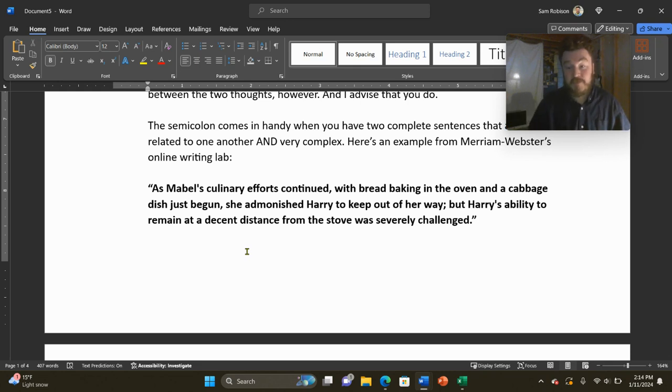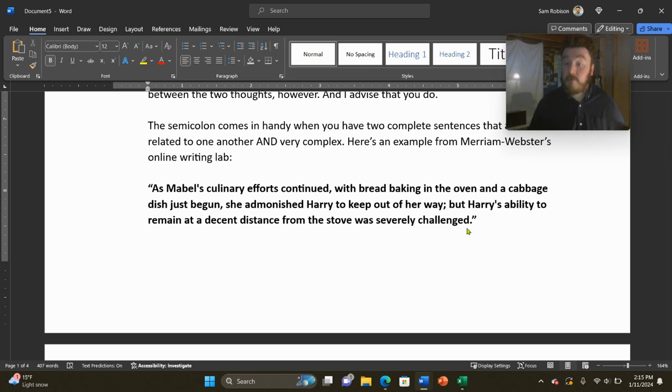Mabel's in the kitchen, a lot of stuff is happening, there's bread baking, there's cabbage on the stove, and there's little Harry underfoot. And then, of course, the author wants to connect these two thoughts, right? Harry is underfoot because he really wants to be in the kitchen, right? Or his ability to remain at a distance is severely challenged, right? So here's an example of using the semicolon to sort of smooth out the sentences and to avoid the run-on, right? In some cases, you might want to connect them with a simple comma, right? But in this case, adding a comma there in place of a semicolon makes for a run-on sentence. So using a semicolon is just a little clearer.